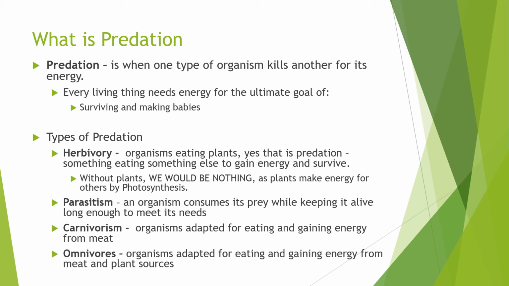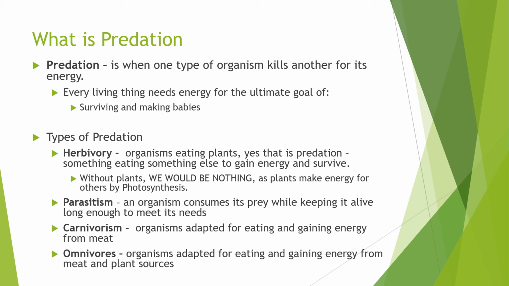So there are several kinds of predation. First off, herbivory: organisms eating plants. Yes, that is a form of predation. Something like a cow eating grass to gain energy and survive. Remember, predation is when one type of organism kills or consumes another for energy. So herbivory, things that eat plants, is a form of predation. Ultimately, without plants, we would be nothing, okay?